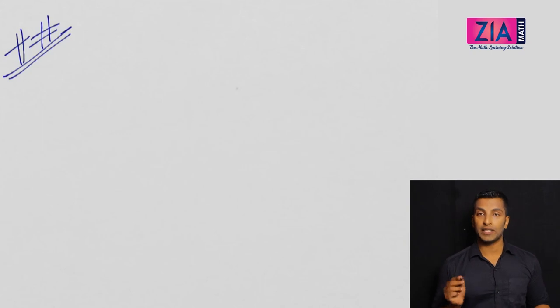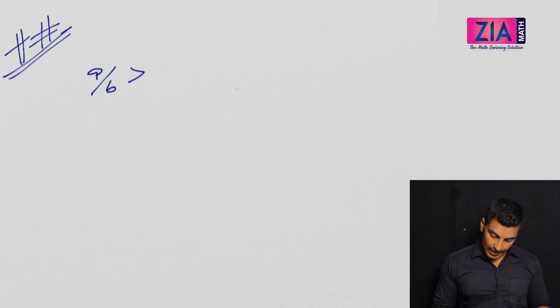You can expect questions based on this property. Let's suppose you have a ratio a by b which is greater than 1. Now we call this a ratio of greater inequality, because the ratio is greater than 1.